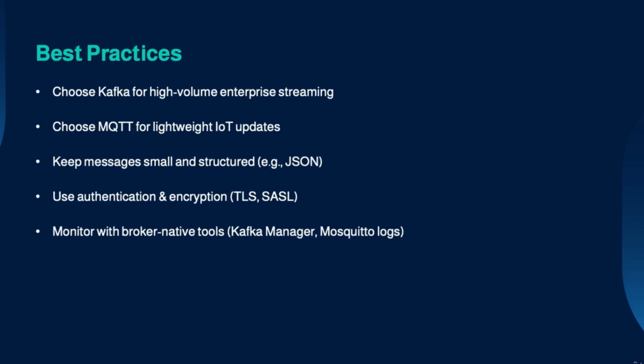A good rule of thumb: use Kafka for high-volume, large-scale enterprise streaming where ordering and replay matter. Use MQTT for lightweight IoT updates from edge devices. Keep your messages as small and structured as possible. JSON is easy to work with. Always secure your brokers with authentication and encryption, like TLS or SASL. And finally, monitor your brokers using native tools like Kafka Manager or MQTT broker logs to ensure reliable performance.